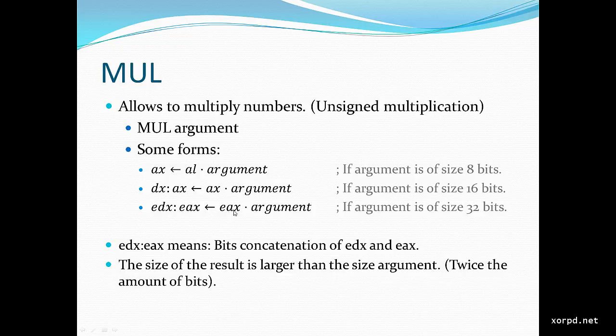For example, here, EAX times argument. EAX is of size 32 bits, and argument is also of size 32 bits. The result of the multiplication could be of size no more than 64 bits, which should fit in exactly here, into EDX, EAX.